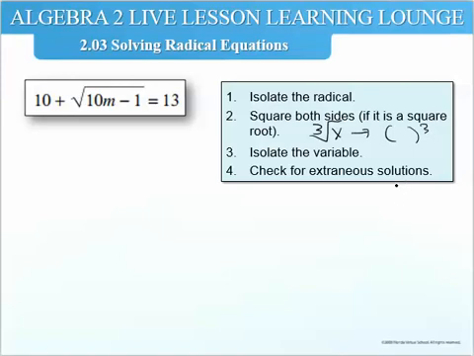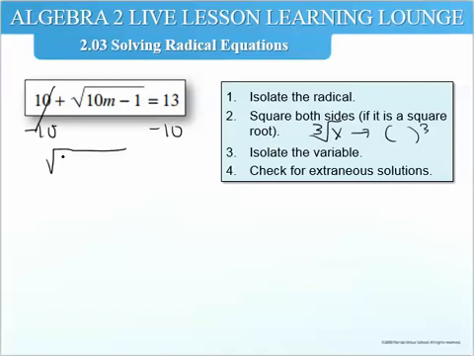Once you do that, your variables should be able to be isolated, and then finally, when you solve your equation, you'll check to see if the answer is extraneous. So let's practice this with this one. We're going to isolate the radical by subtracting 10 from both sides.